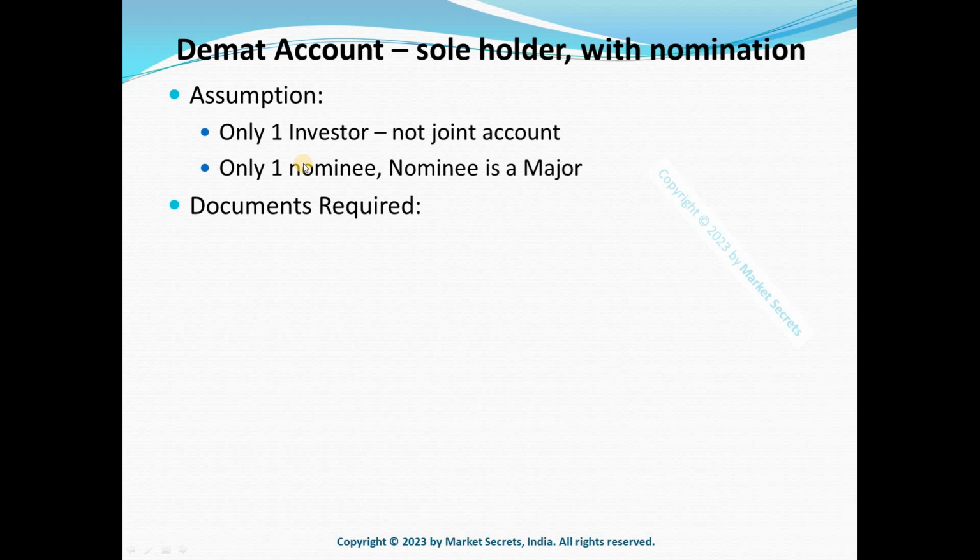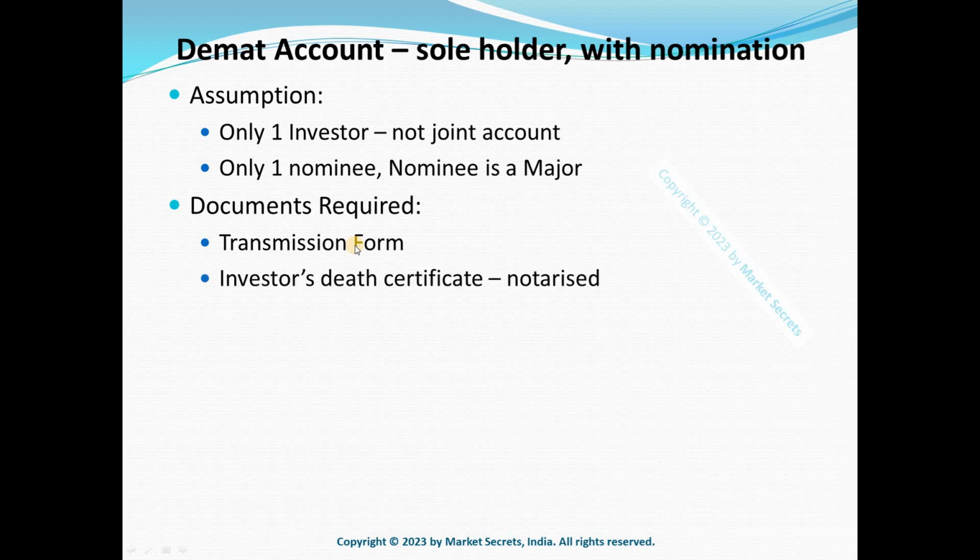Now, in this case, what are the documents that we would need? First one is the transmission form. You can just Google it, demat account transmission form, and you will get it. Okay, so you can print it, fill it, and submit it. So that's the first one that you would need.